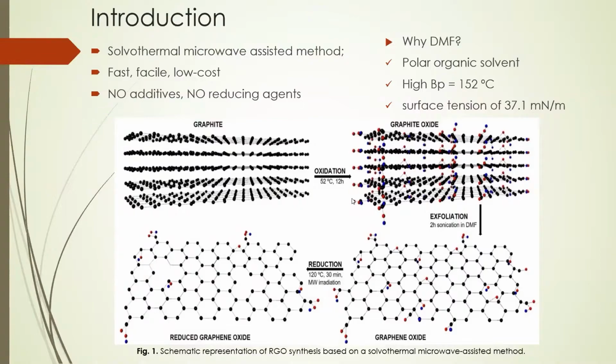Shortly, we have oxidized graphite to graphite oxide. Then we dissolved it and exfoliated it in DMF in order to obtain graphene oxide, and then reduced it to obtain reduced graphene oxide.